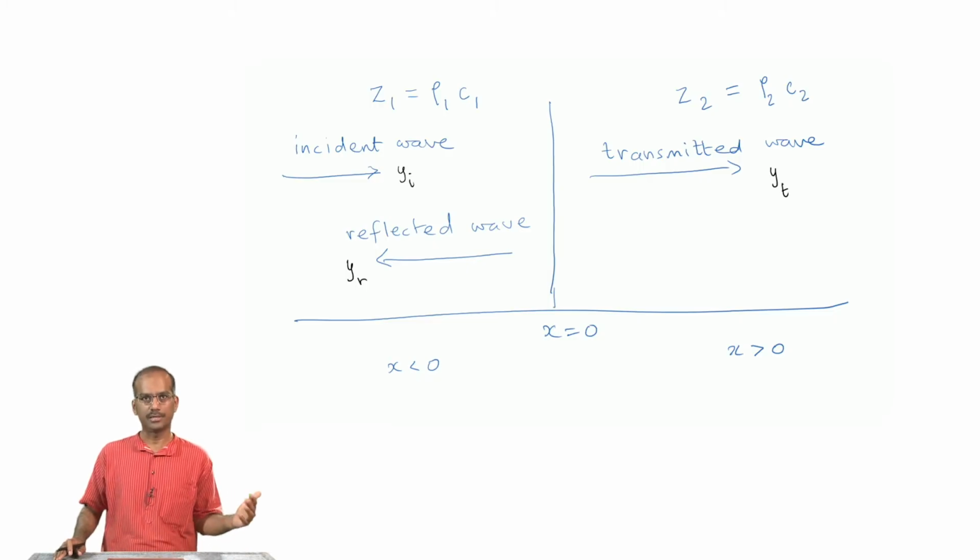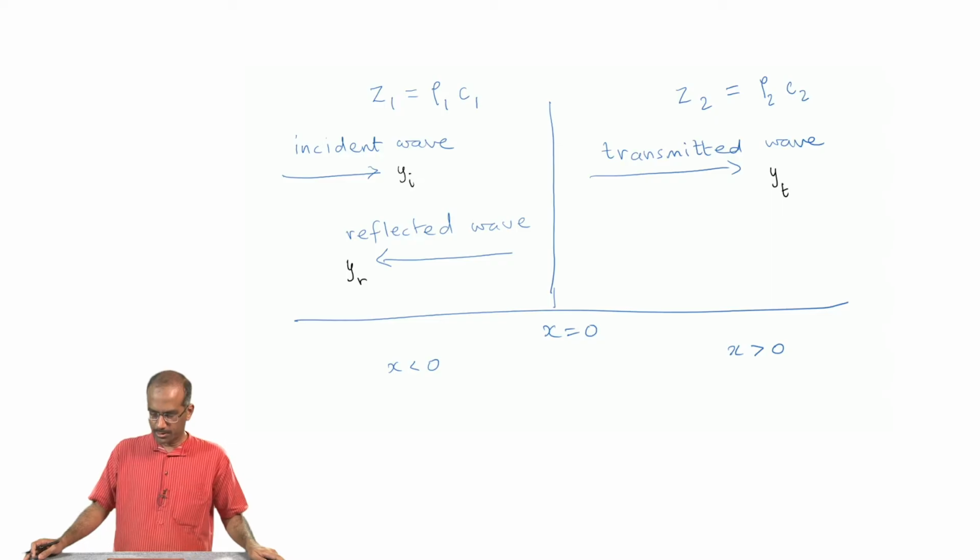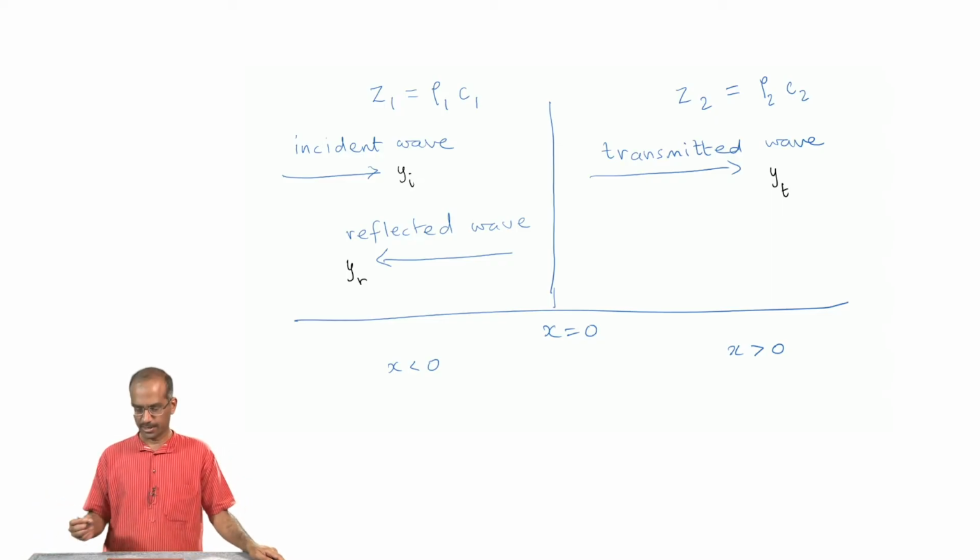There is an incident wave, for which I call y again the displacement, and this displacement of the particles that constitute the wave would be a function of both space and time. So, y will be a function of x and t. There is a transmitted wave which we have designated as y t, and then there is a reflected wave which we have called y r. And importantly, these two media, x less than 0 and x greater than 0, are characterized by different values of impedances.